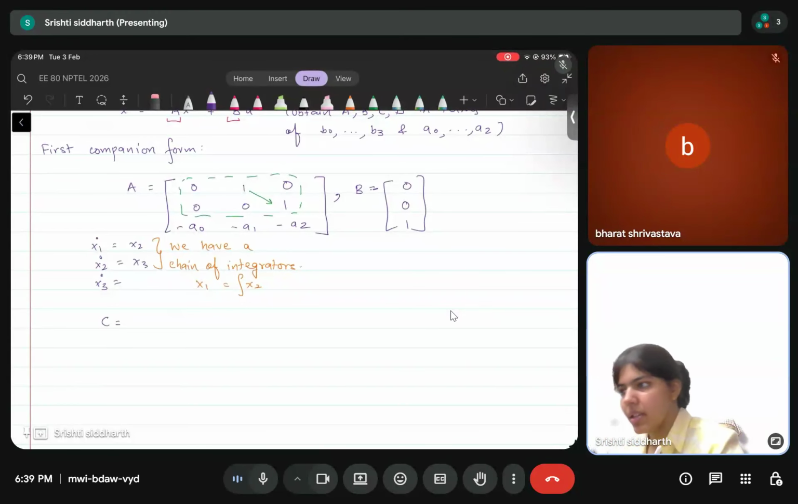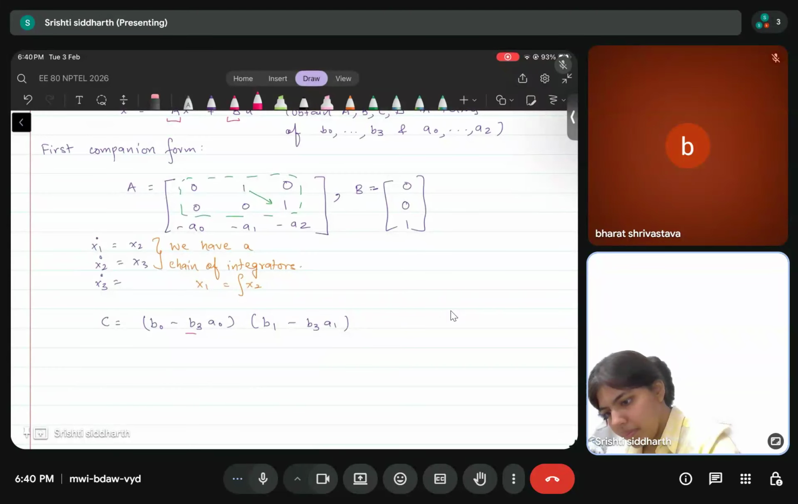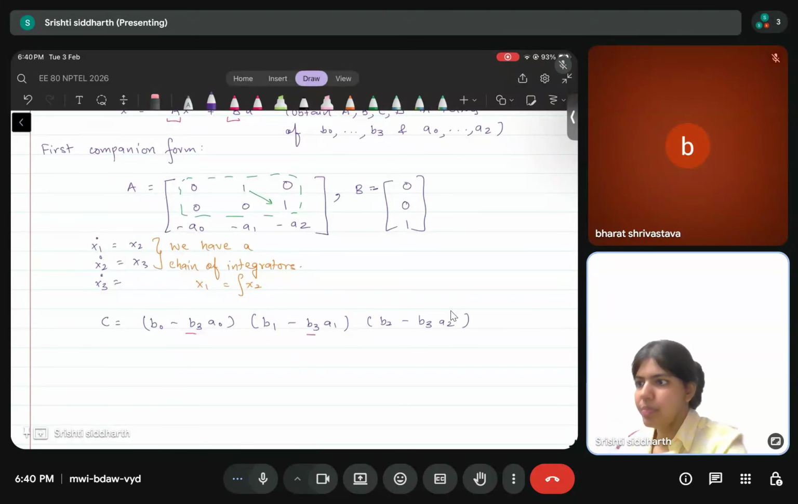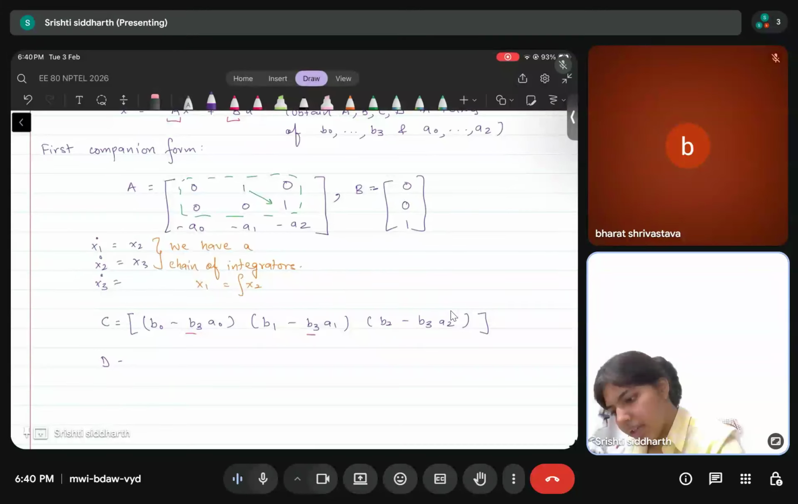And C in this case is b0 minus b3 a0, b1 minus b3 a1. So observe that b3 is always there. And then finally we have b2 minus b3 a2. And D is b3. Always remember that for the first companion form, D is b3.